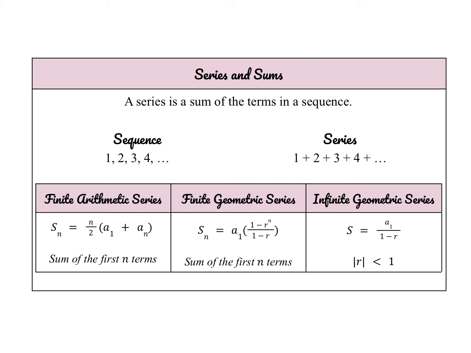And last, there is a formula that we can use to find an infinite geometric sum. So this only works in some cases. We can only do this when the absolute value of our common ratio is less than 1. We'll talk more about this later, but this formula is S equals a sub 1 over 1 minus r. So these are the three formulas we will be working with today to help us evaluate a series, which again is just a sum of the terms in a sequence.